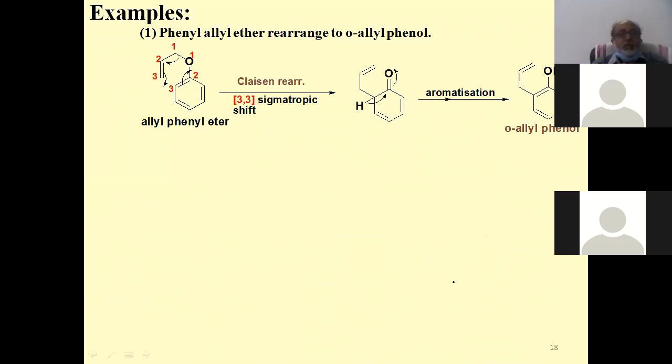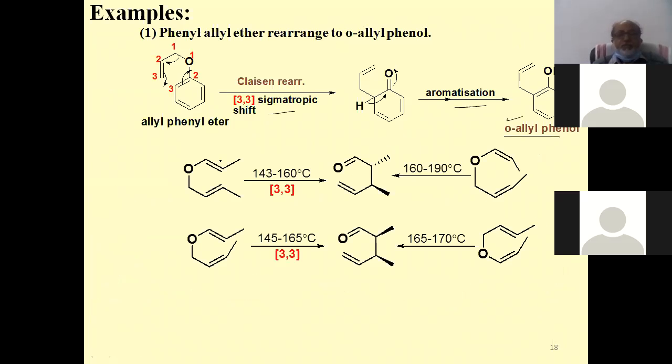You see, this is another phenyl allyl ether. Already we have done this example earlier. This is a 3,3 sigmatropic shift. Here aromatization happens, so we get ortho-allyl phenol. Ortho-allyl phenol. Okay, we have seen this earlier example also.